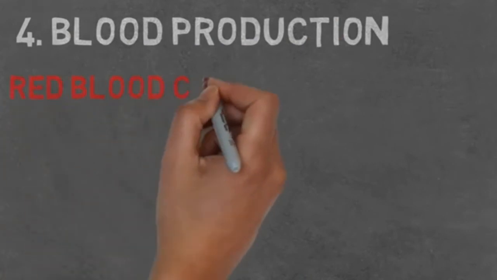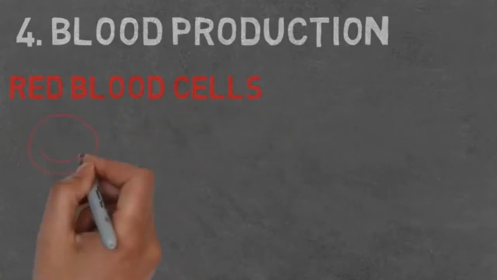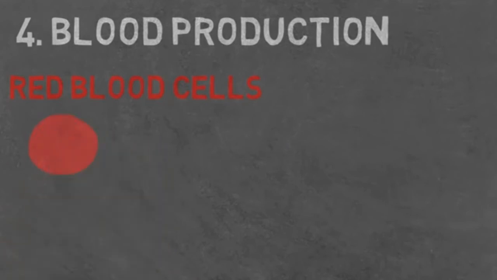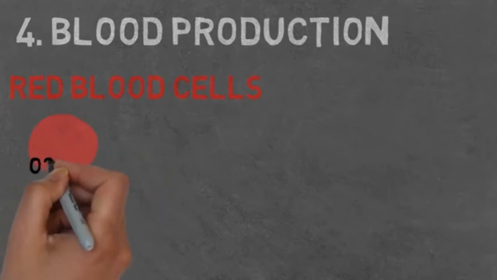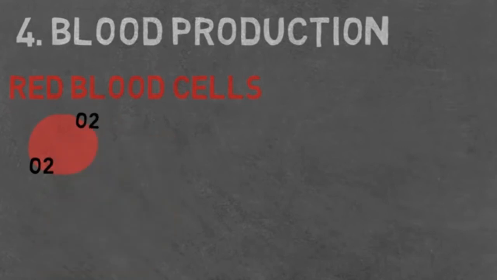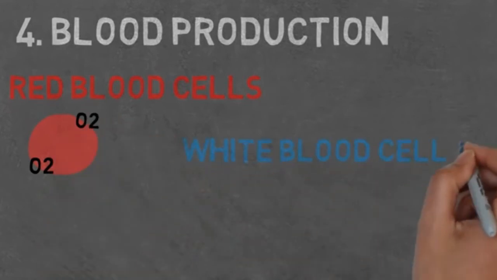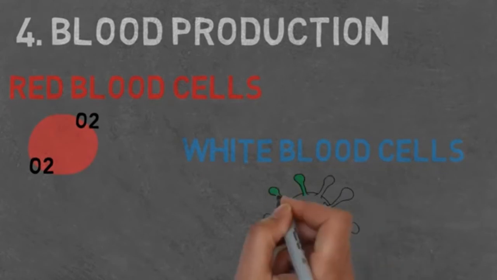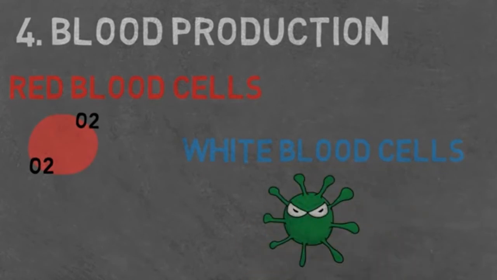Blood production. Red and white blood cells are produced in the bone marrow, in either your humerus, femur, or ribs. These blood cells have many responsibilities within the body. Red blood cells consist of hemoglobin, which carries oxygen around the body and to the muscles. White blood cells are a vital part of your immune system, detecting and dealing with infections.